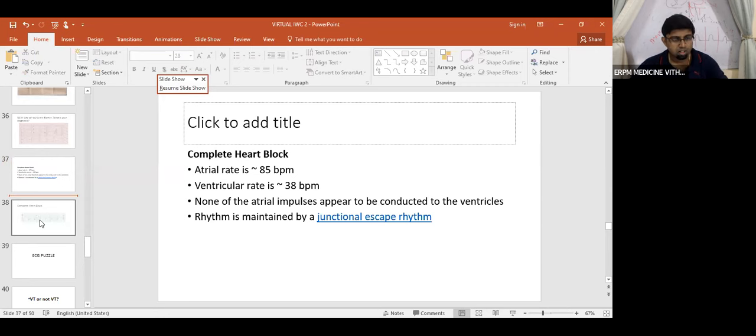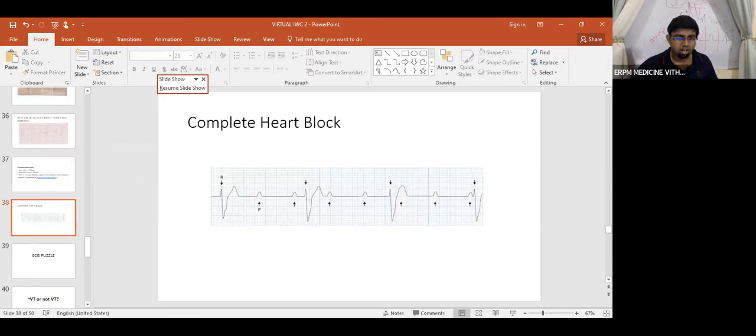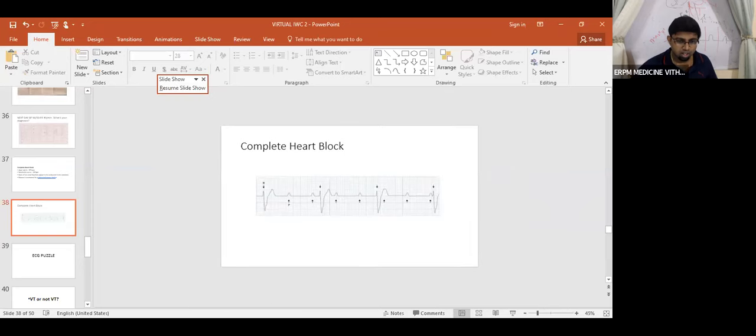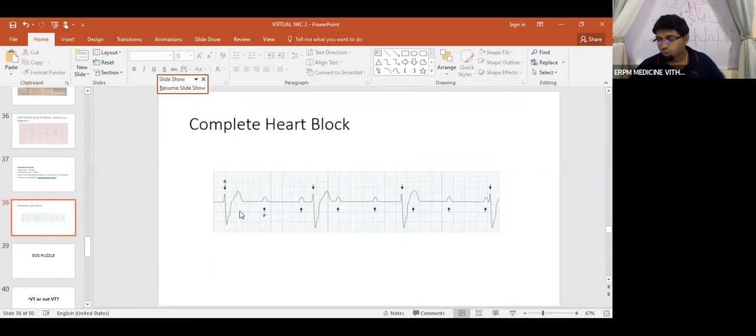Look here. The P waves are coming at regular intervals, and your QRS is coming at regular intervals. There's no connection between the P and the QRS. That's what you call complete heart block. Understood?